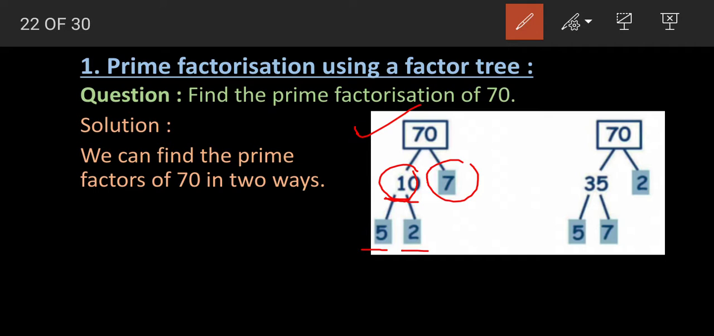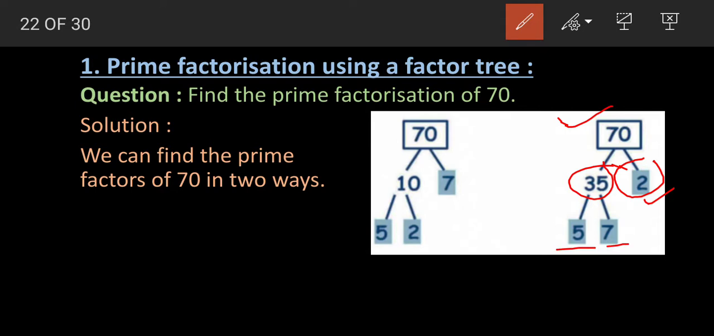So here the prime numbers are 7, 2 and 5. We have converted in one way. Now move to the second way. Here 70 can be written as the product of two numbers, that is 35 multiplied by 2. Here 2 is a prime number, so leave that one and break the other number, that is 35. 35 can be written as the product of two numbers, 5 multiplied by 7 is 35. So here 5 and 7 are also prime numbers, so no need to expand them, leave them in that position. So the prime numbers are 2, 5 and 7.